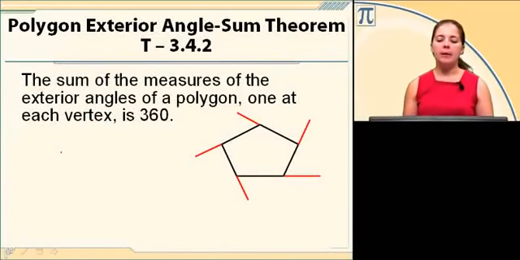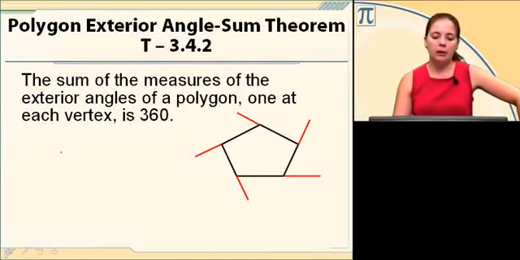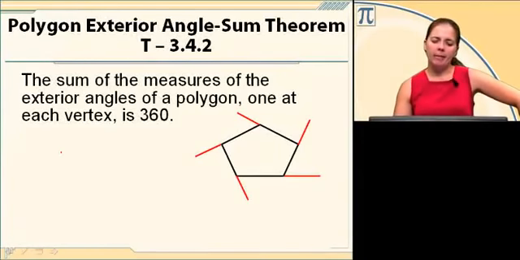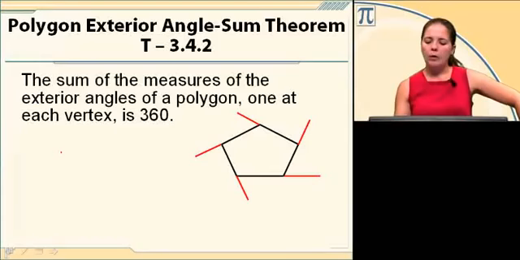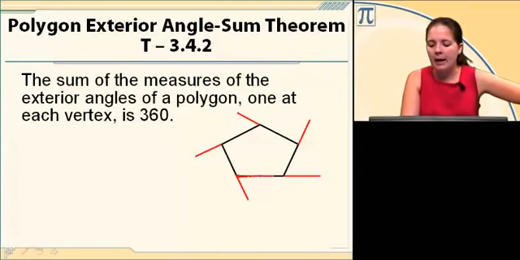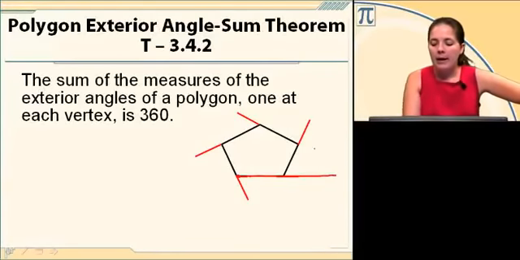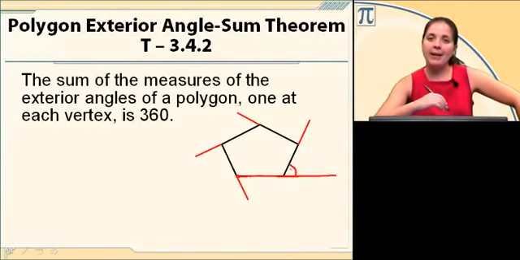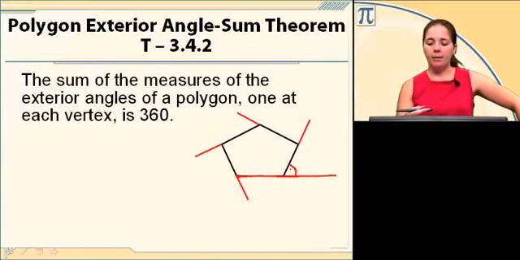All right, the sum of the measures of the exterior angles of a polygon, one at each vertex, is 360 degrees. Okay, an exterior angle is formed when you take one side and extend it out. So pick one side, extend it out, and then you find the angle formed by that extension and the adjacent side.